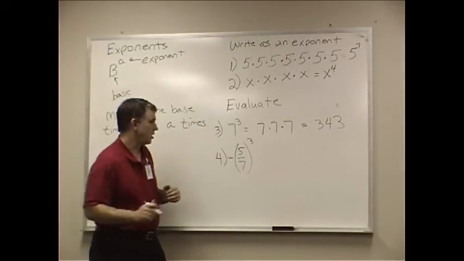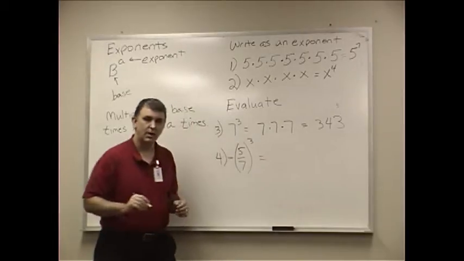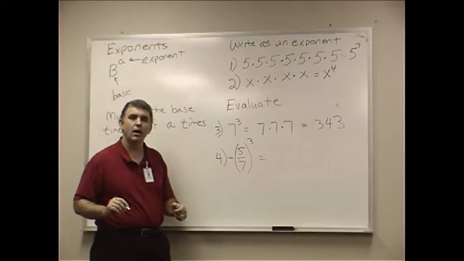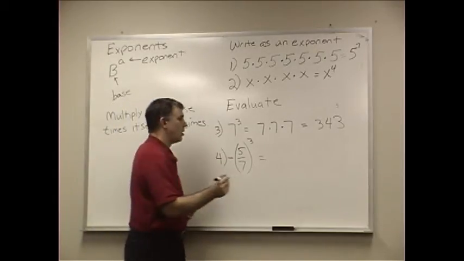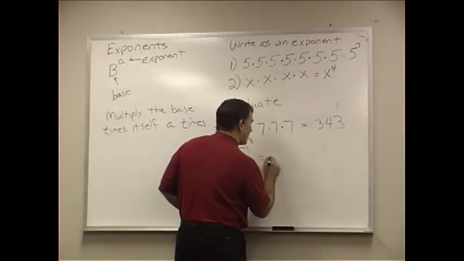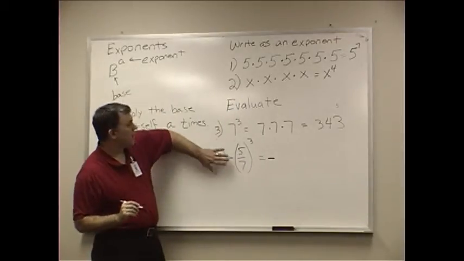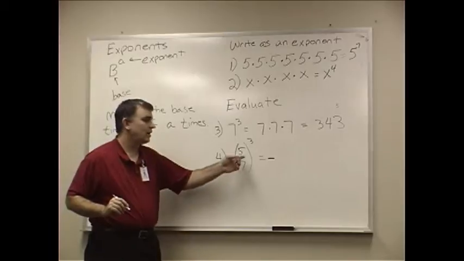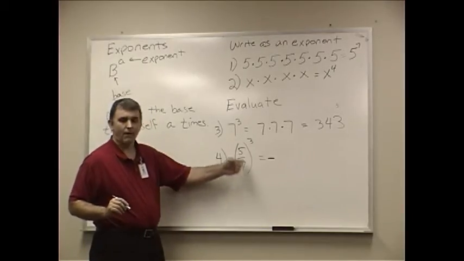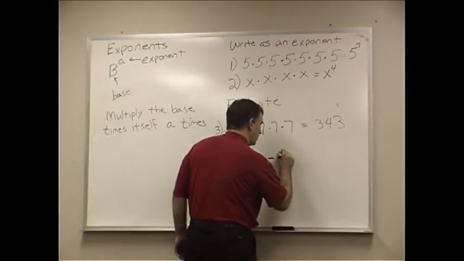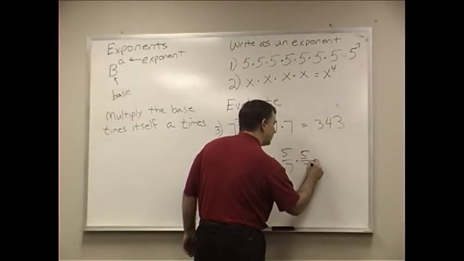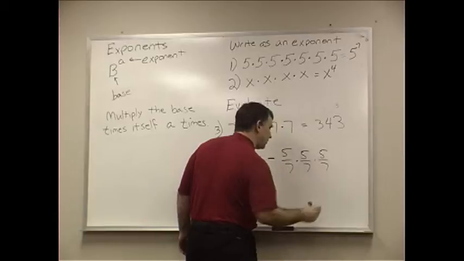Okay? Now, everything's usually fine when I have a nice little whole number there, but then I throw a dreaded fraction in here. What does this mean? First of all, notice the negative sign is outside of the fraction. Okay? That means that my answer is going to be negative. It's not part of what we're going to do the exponent to. It's not in the parentheses. 5 sevenths to the 3rd. So 5 sevenths times 5 sevenths times 5 sevenths.